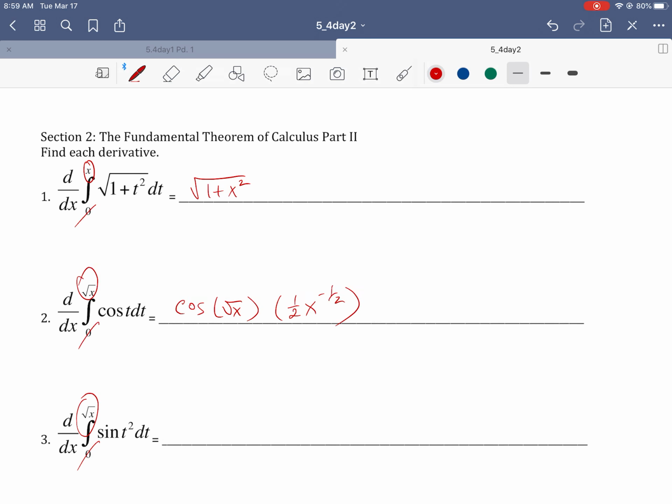Same thing down here with sine of t squared. Root x is what we're plugging in. So sine of root x squared is just sine of x. And we multiply by the derivative of root x.